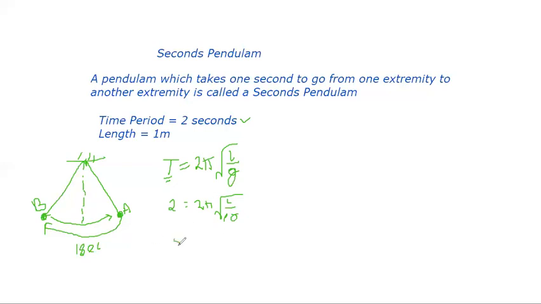We get L. The value of L is somewhere around 0.99, better to take 1 meter almost, approximately 1 meter. L is approximately 1 meter. So the length of a seconds pendulum is 1 meter and its time period is 2 seconds.